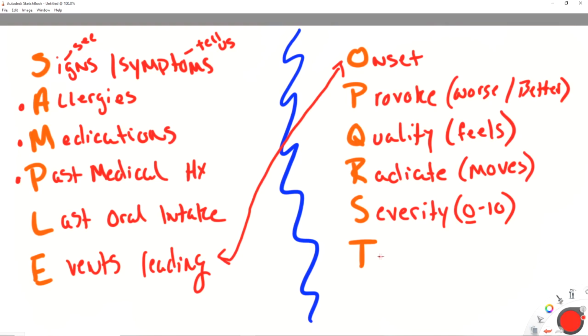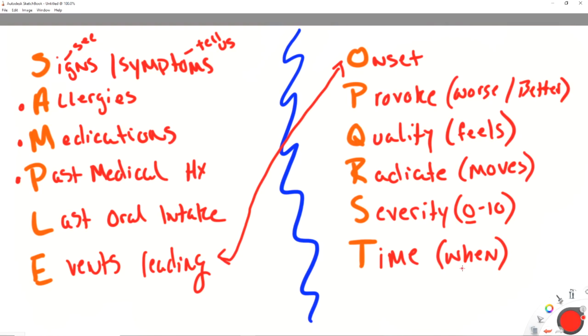And then the last thing we want to find out is the time. And time is the when. When did their complaint start? So we have the how did it start on the onset, but now we're asking the time of when did it start? 5 minutes ago, 10 minutes ago, 8 hours ago, when the heck did that complaint start?